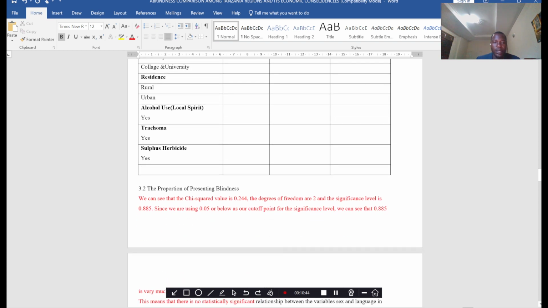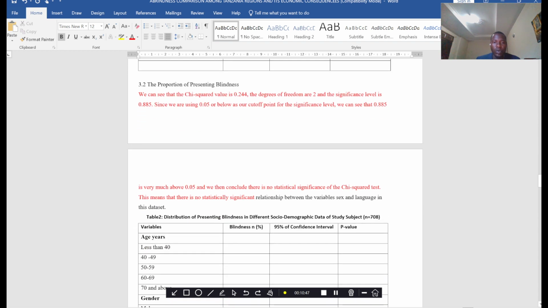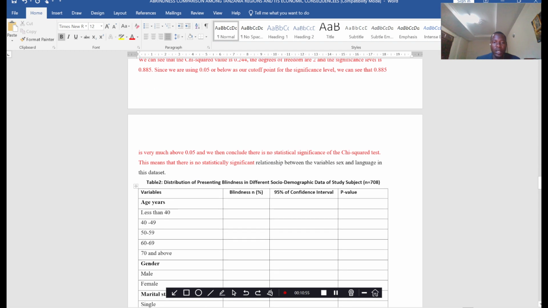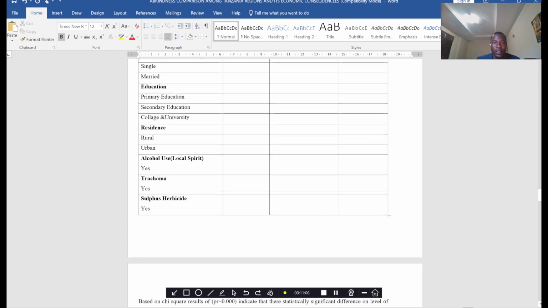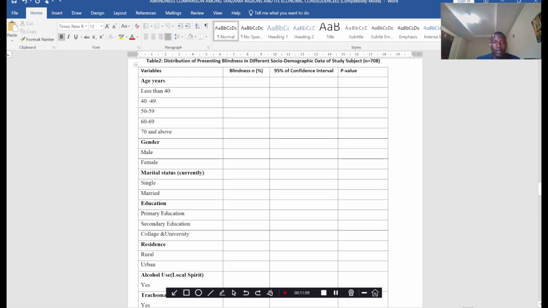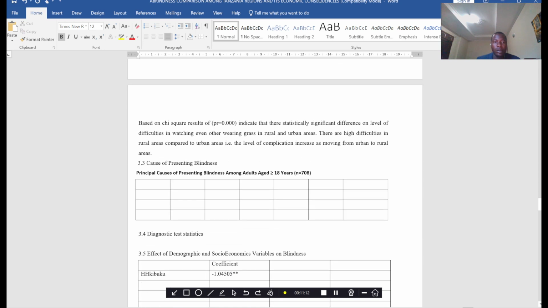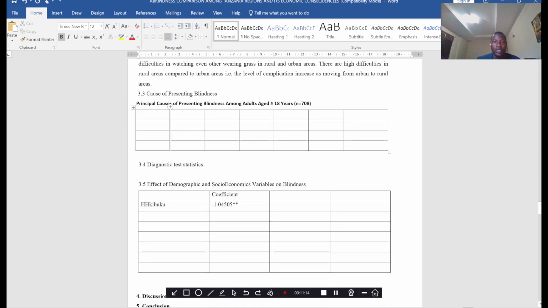The second part, we're going to look at the distribution of present blindness across different socio-demographic characteristics. These are our independent variables. Also, we are going to find the causes of present blindness. What are the causes of present blindness?